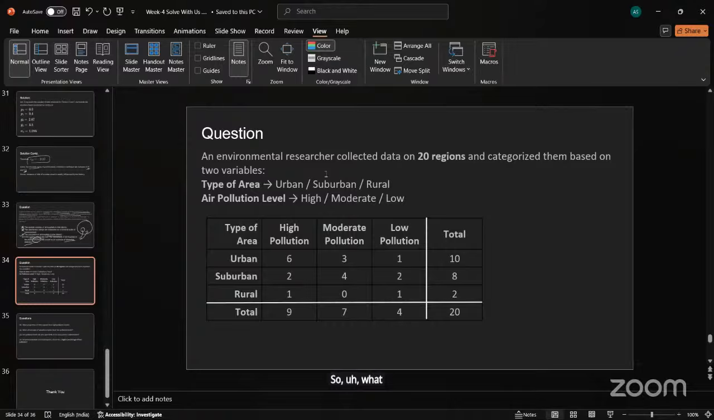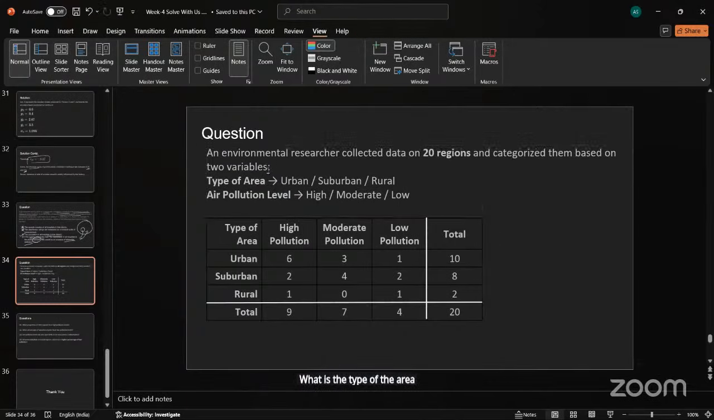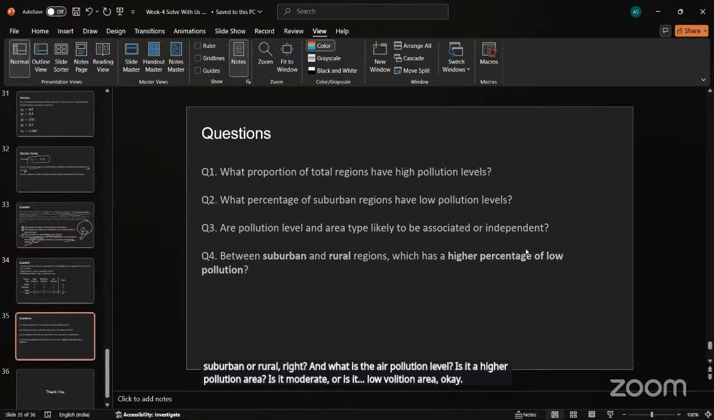The environment researcher collected data on 20 regions and categorized them based on two variables. What is the type of the area? Type of the area can be urban, suburban, or rural. And what is the air pollution level? Is it a high pollution area, moderate, or low pollution area? Now, based on this, what proportion of total regions have high pollution level?